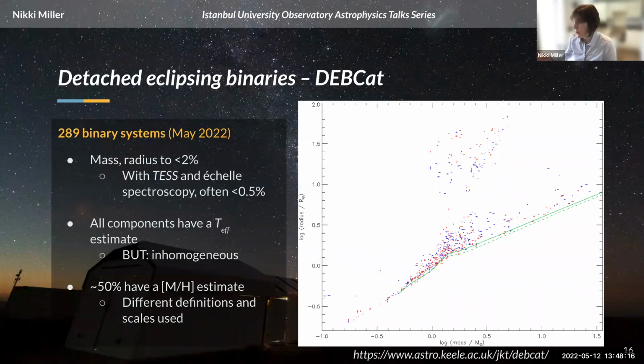So here on the right, just to demonstrate how fantastic these mass and radius measurements are, these are not plotting symbols, these are the error bars on the points themselves. So it's a really fantastic catalog and it's growing day by day.